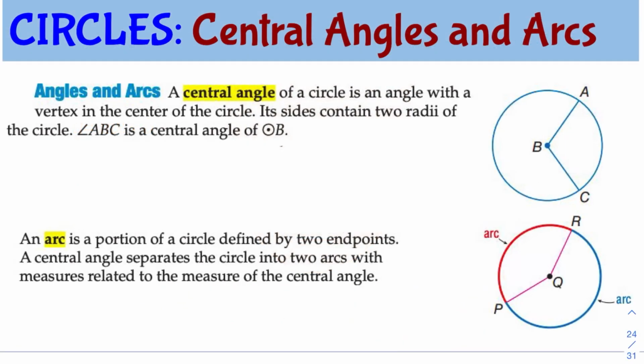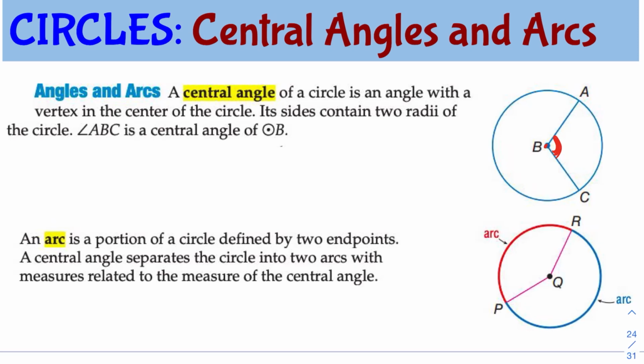Let's begin first with the definition of central angles and arcs. In the first circle, circle B, angle ABC is called the central angle. And a central angle of a circle is an angle with a vertex in the center. So point B here is the center, so that angle is called central angle.